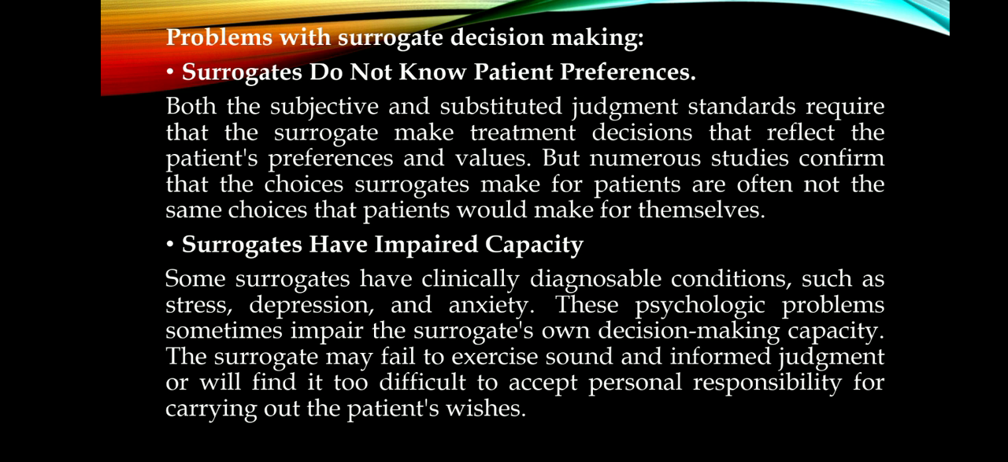Here, the surrogates are usually chosen by the client themselves, so these surrogates may have certain problems like depression, anxiety, etc. If the surrogates have these kinds of problems, they may not be able to take proper decisions for their clients, or they may not be able to accept the authority as surrogate itself.